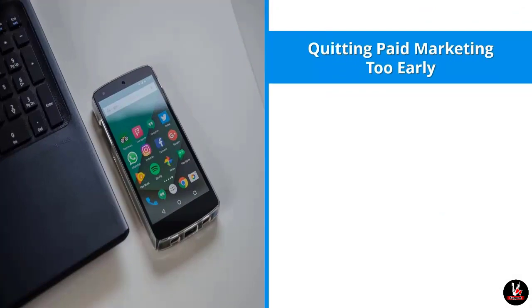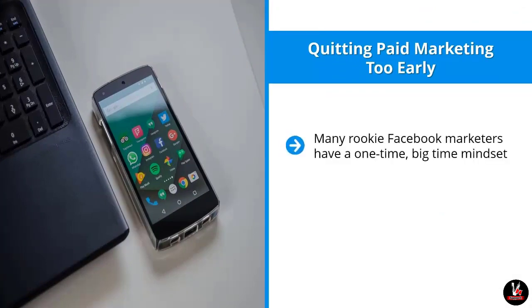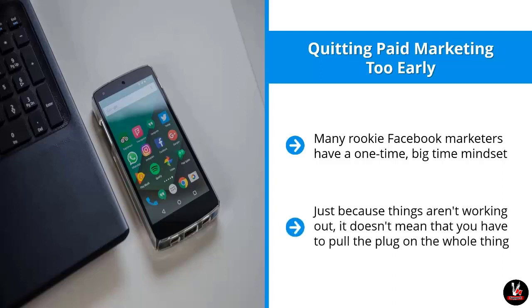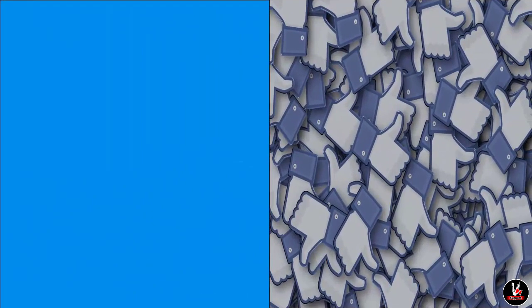Quitting paid marketing too early. Many rookie Facebook marketers have a one-time, big-time mindset. They've heard of how awesome Facebook traffic is, so they put together some hard-earned, precious capital to run an ad campaign. If the campaign doesn't work out according to their expectations, they're too quick to pull the plug and quit FB ads altogether. Just because things aren't working out, it doesn't mean that you have to pull the plug on the whole thing. You can stop certain campaigns and start new ones and operate with the same budget. You can make modifications of your existing campaigns.